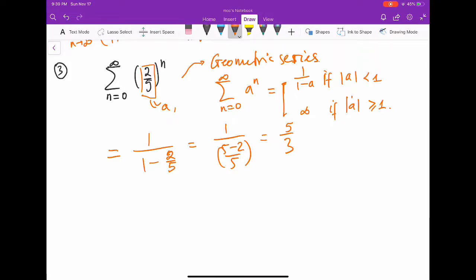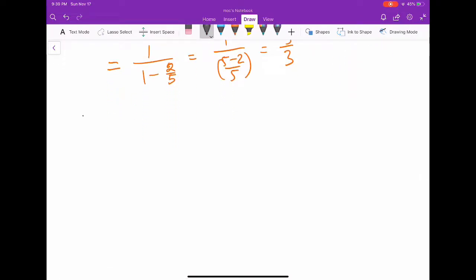Let's move to the next example. Example 4. Let's consider whether the following series converges or diverges: the sum of the 7th root of n to the 6, n goes from 1 to infinity.